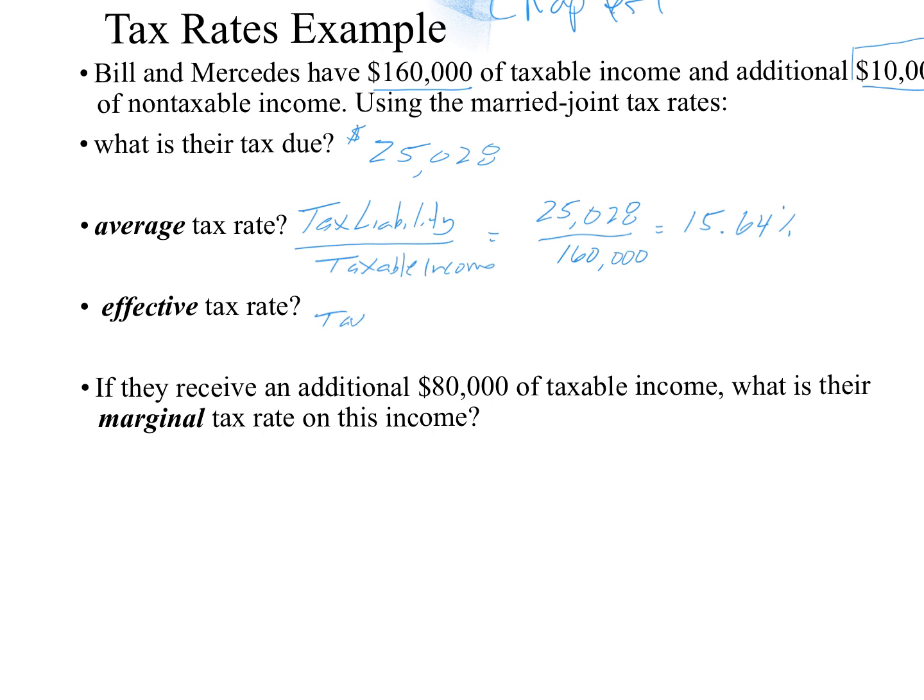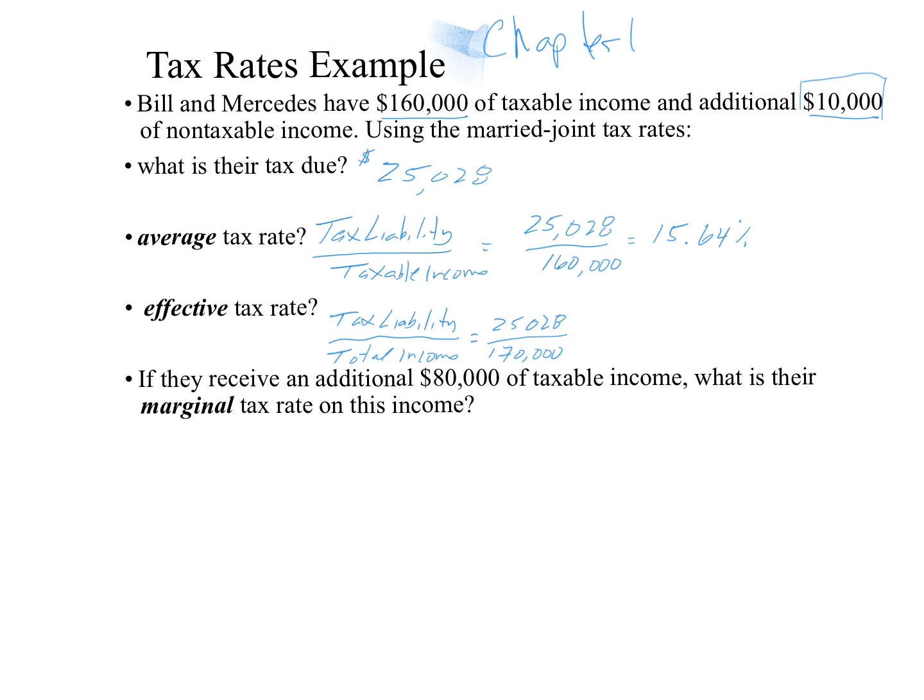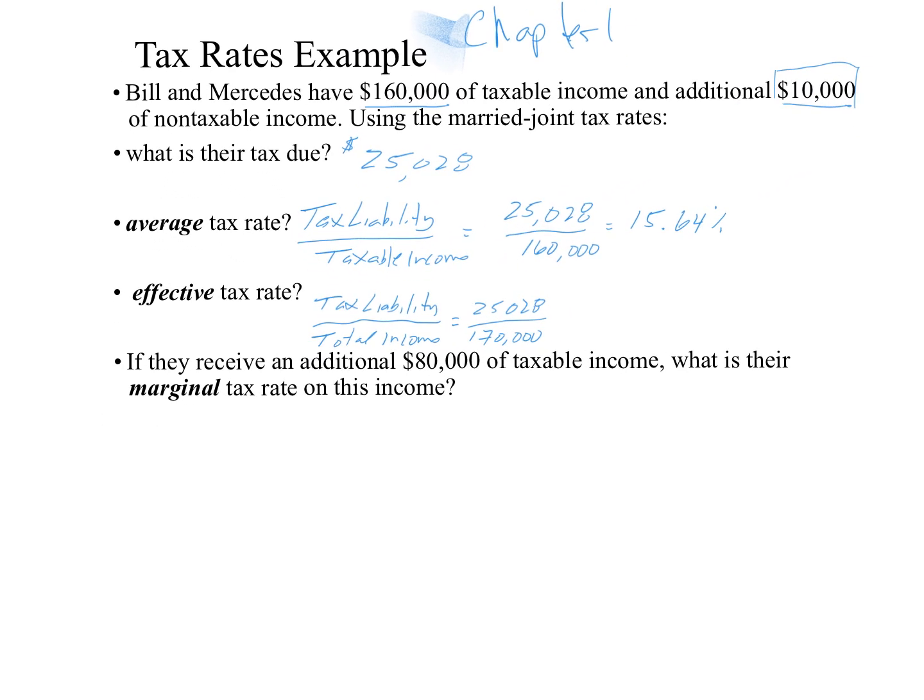Remember also, I'm going to move things around just a little bit, that our effective tax rate is calculated using that same tax liability, but this time it's over total income, all right? So that'd be over 170,000 because total income includes both our taxable income and our non-taxable income, okay?